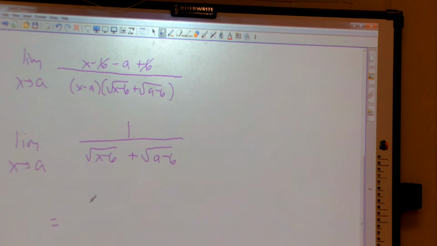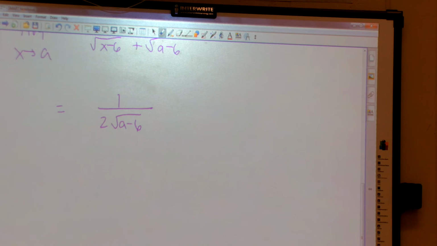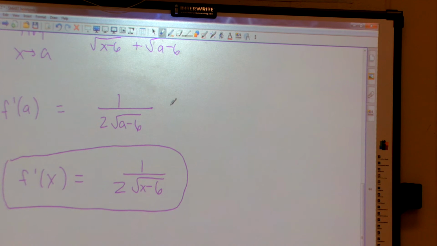So I end up getting 1 over 2 square root of a minus 6. Yeah? So I just found f prime of a. Now, I like to write it as f prime of x. Does it really matter? No, it's just switching a variable, right? So if I asked you for a function, you would give me this. But this leads us to my answer because I want to know f prime of 9, correct? That's what they asked me to begin with.